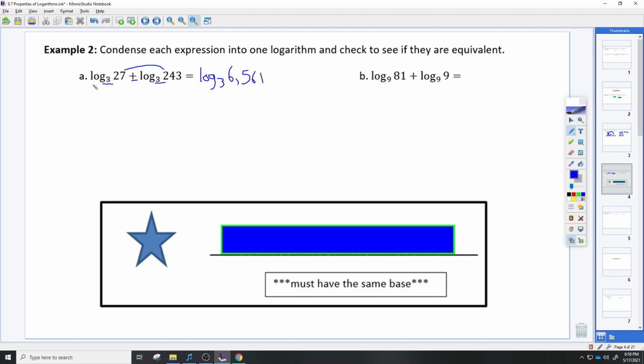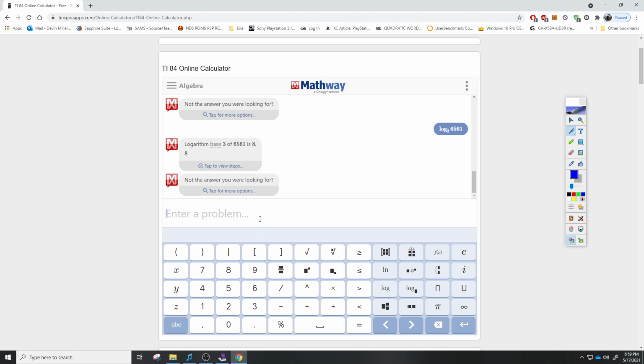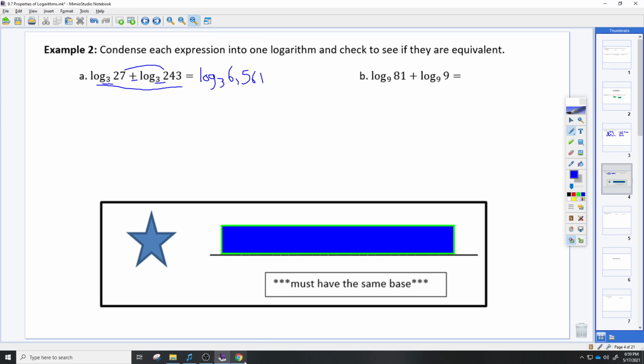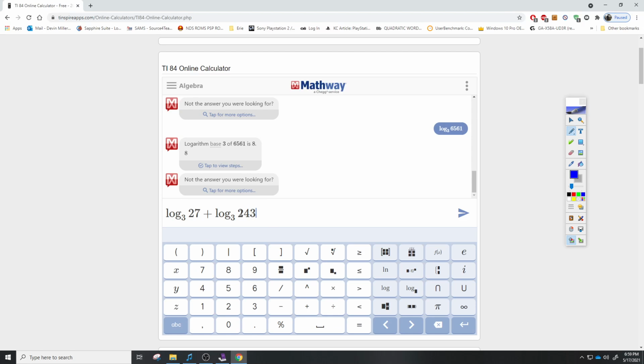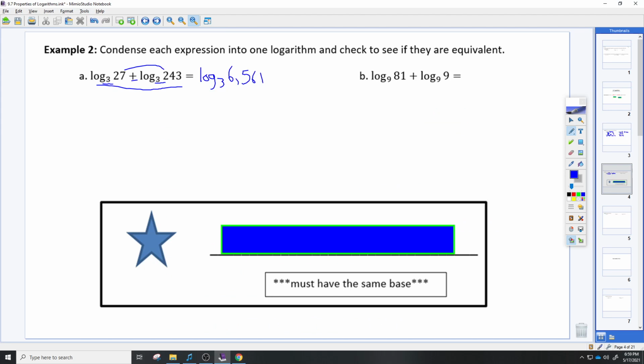Now, why don't we just type this whole entire thing in here? We'll have log base 3 of 27 plus log base 3 of 243. And that also gives us 8. So this is 8, and this side is 8. So this method does work.